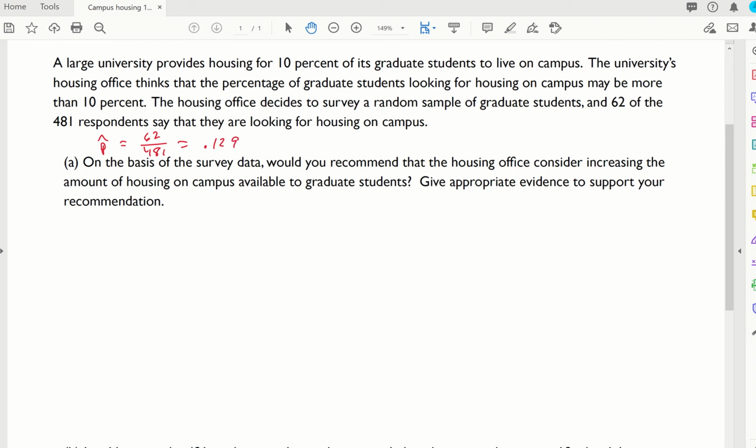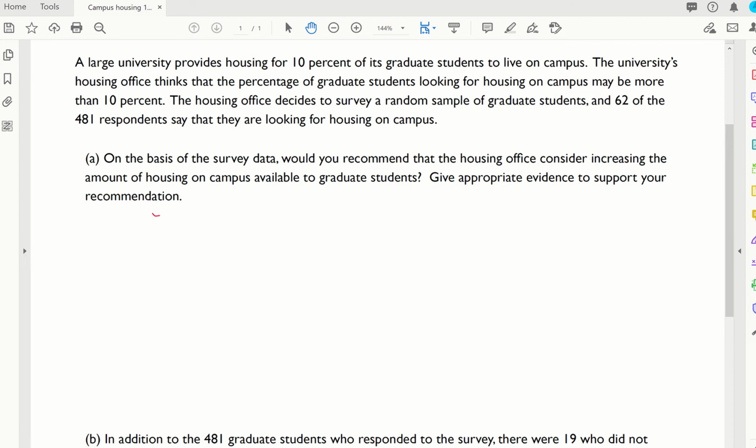Okay, so again, anytime you see "give appropriate evidence to support your recommendation" or something like that, anything where they're looking for appropriate evidence, that means we're going to do some kind of hypothesis test. They didn't give me nearly enough space to do all the steps, so I'm going to have to do some erasing and probably make a couple of different videos here. So this is going to be a 1 proportion z-test.